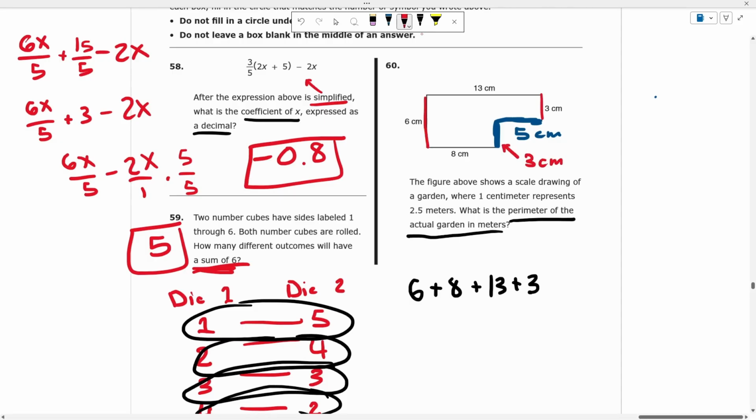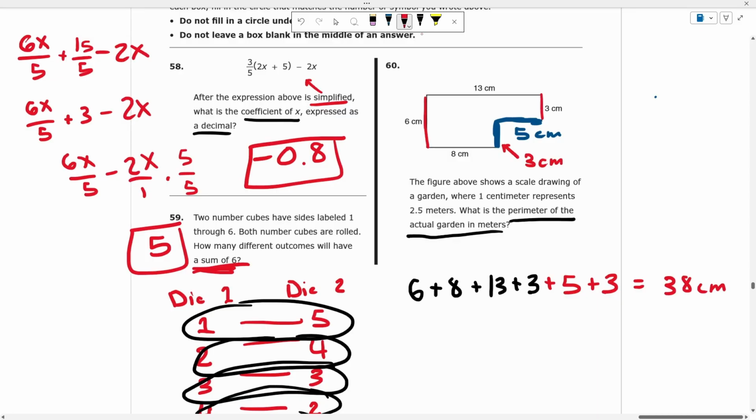So the total perimeter is actually going to be 6 plus 8 plus 13 plus 3 plus 5 plus 3. Okay, so that's the entire perimeter in centimeters now. Now, when we add that up, all of this is going to equal 38 centimeters. Okay, now our answer isn't going to be 38.